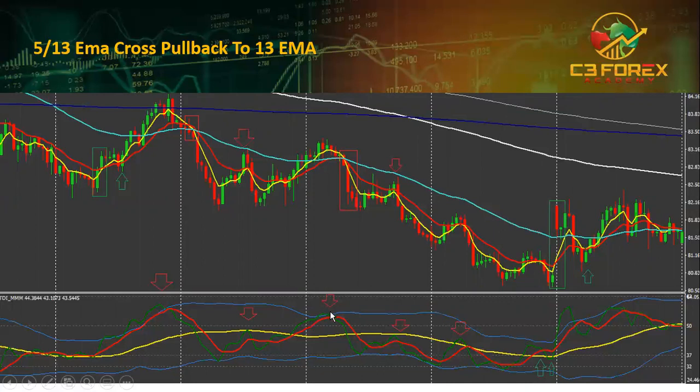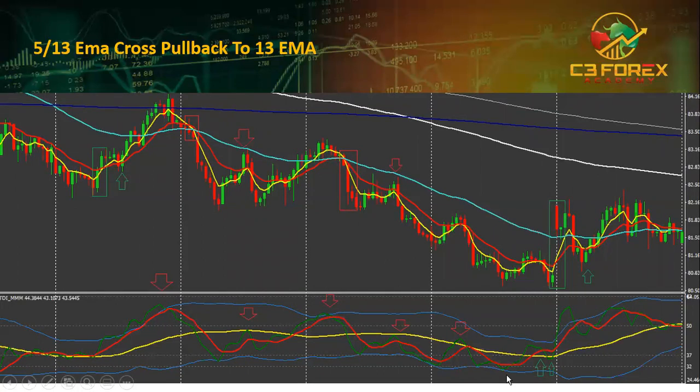You have a shark fin. After that, you get a shift. Price pulls back to the 13. At the same time, it bounces off of the market baseline, right? Pull back to the 13, bounced off the market baseline, okay? You get a shark fin, mini shark fin.